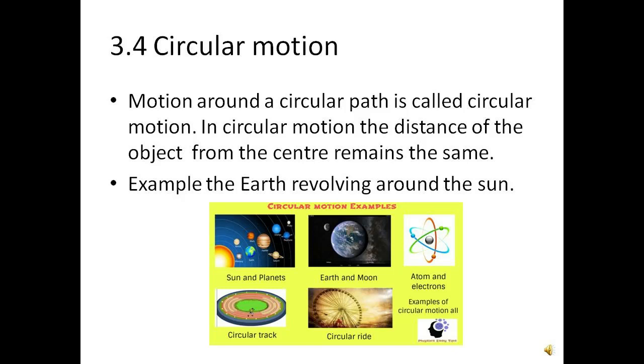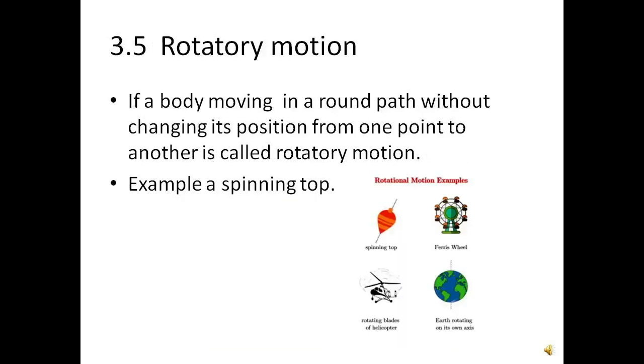Rotatory motion. If a body is moving in a round path without changing its position from one point to another, it is called rotatory motion. Example, a spinning top, which means that the bottom of the spinning top is on the ground but the other parts are moving.